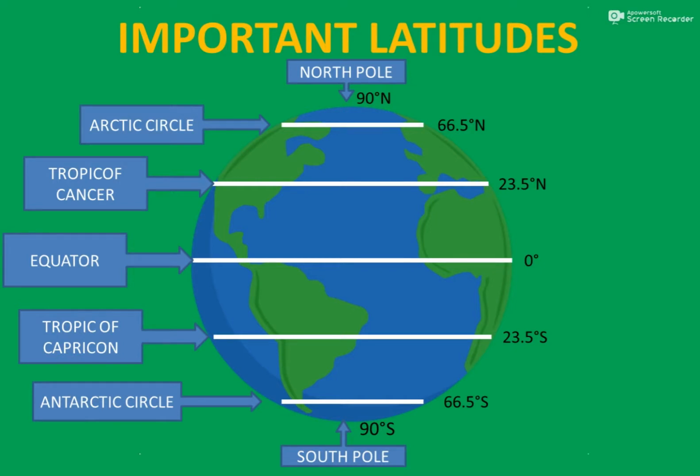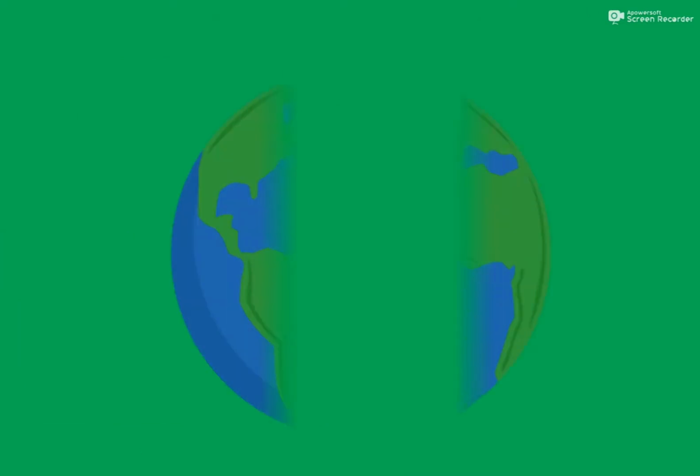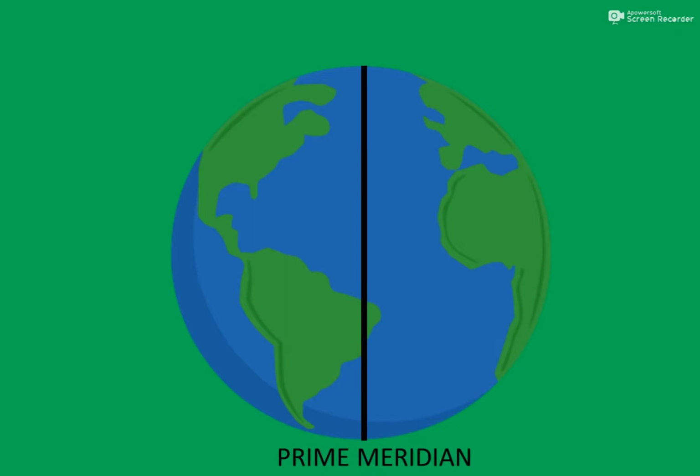It's very important. Similarly, children, there is another line that divides the earth vertically and it is called the prime meridian. What is it called, children? Prime meridian.